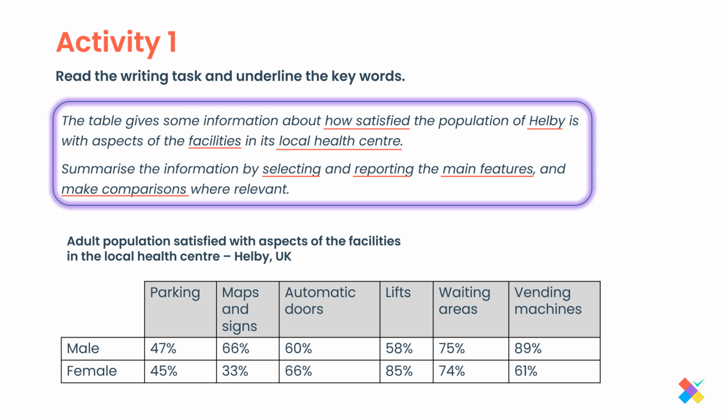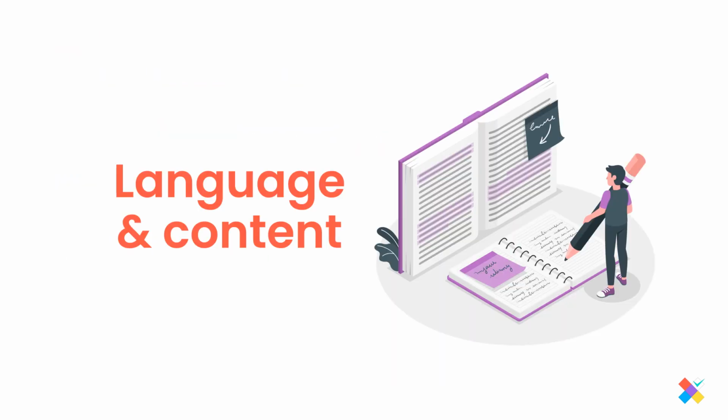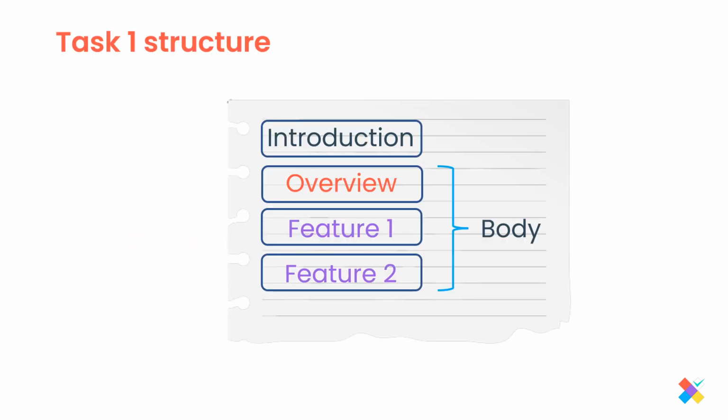Now that we have finished with understanding the task, let's move on to exactly what the focus of this lesson is, language and content. As usual, nagging Florina is here to tell you that you should be following the 4-paragraph structure when dealing with task 1 questions, meaning introduction, overview, and 2 body paragraphs for each feature you have identified. No, this is not AI talking to you, this is me. But if you have listened to me for the past lessons, you'll see that this is what I keep saying, nagging all the time.